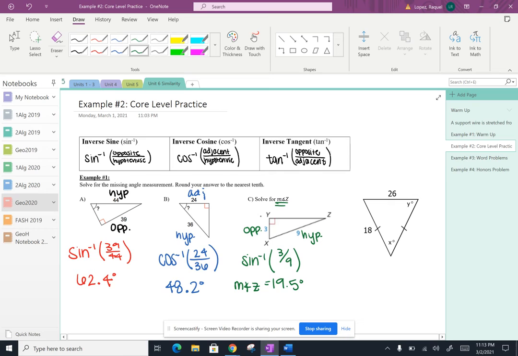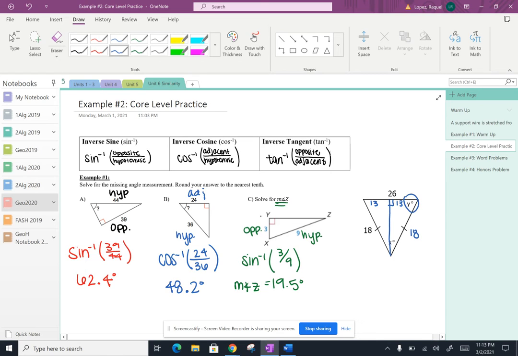Okay, now in the last one, we've got two unknowns and we've got an isosceles triangle. To help me figure this out, I'm going to draw an altitude in, and that means that this base over here gets broken up. So this is 13 and this side also measures 13. This piece right here is also 18 because it's an isosceles triangle.